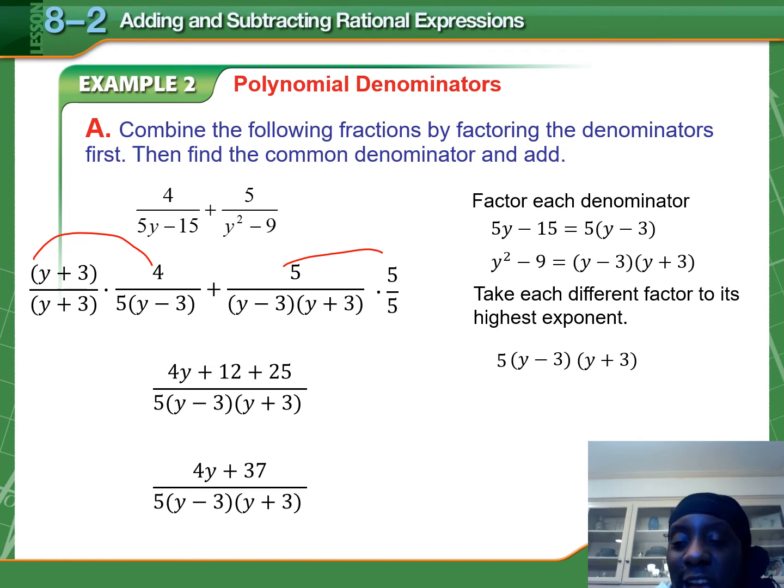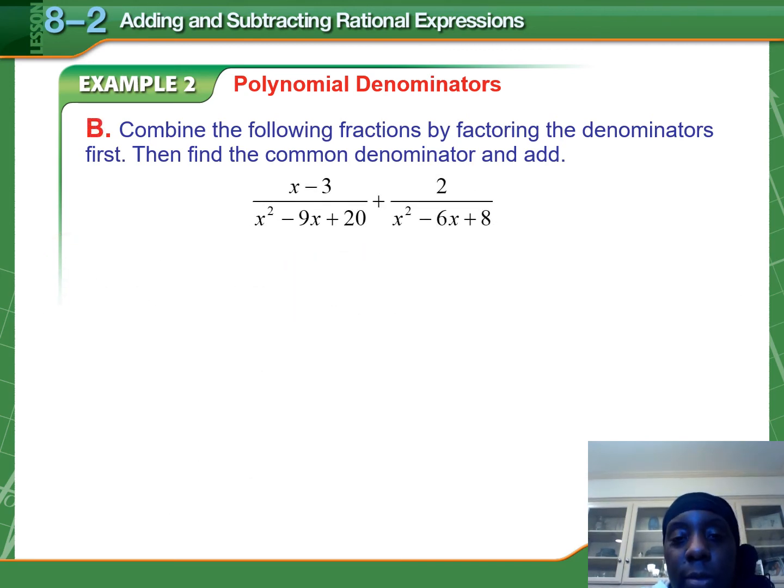So now let's do our last example. All right, it says combine the following fractions by factoring the denominators, find the common denominator, and add.